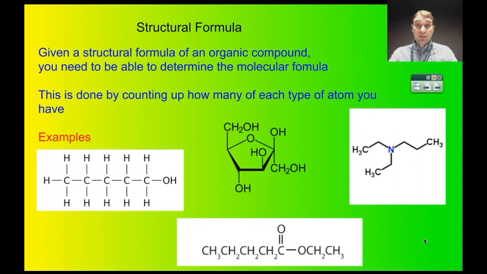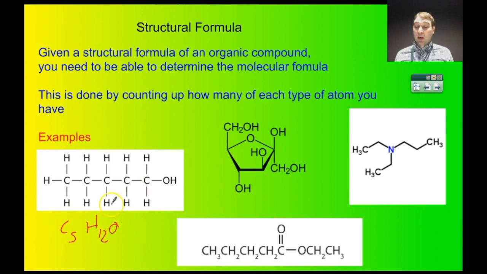So what you need to be able to do is, given a structural formula, figure out the molecular formula. And this takes a little bit of practice, so let's have a go now. So let's start over here, nice and simple. So we've got 1, 2, 3, 4, 5 carbons, so we've got C5. Then we've got our hydrogens, so we've got 1, 2, 3, 4, 5, 6, 7, 8, 9, 10, 11, 12 hydrogens, H12O.